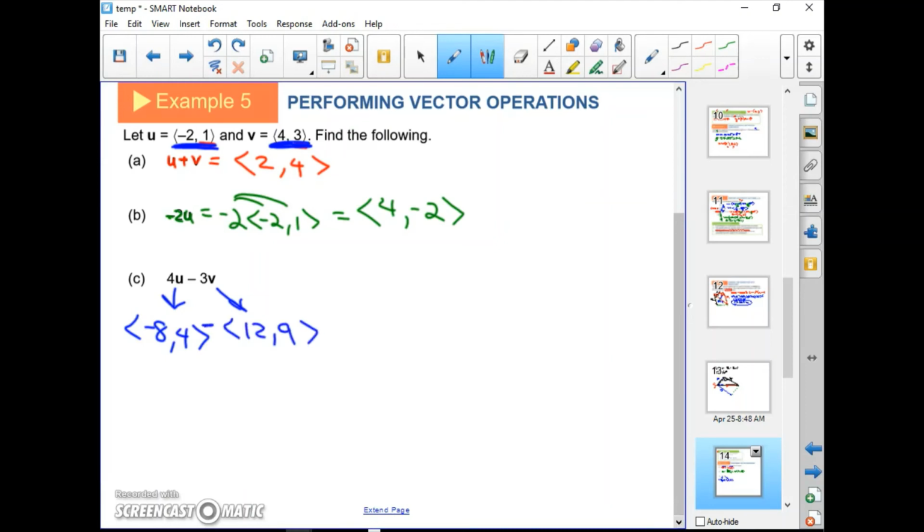We're going to subtract those 2 vectors. So the last step, we'd have to take what we just got and subtract it. That's fine. Negative 8, subtract your parts. Negative 8 minus 12 is negative 20. 4 minus 9 is negative 5. So we would have the vector negative 20, negative 5.